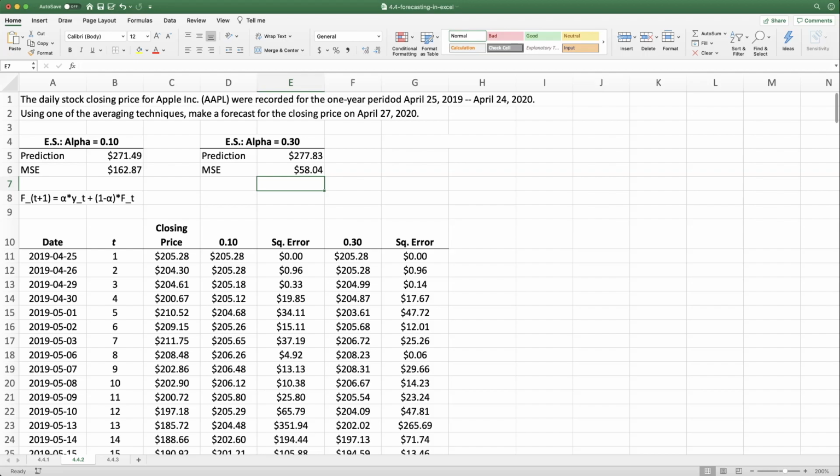So on average, using 30% smoothing constant provides a closer forecast to what we actually observed. Since exponential smoothing with alpha equals 0.3 has a smaller mean squared error than using 0.1, we're going to make the forecast using alpha equals 0.3. It's the closest forecast of these two. So I predict that on April 27th, the Apple closing price will be $277.83.